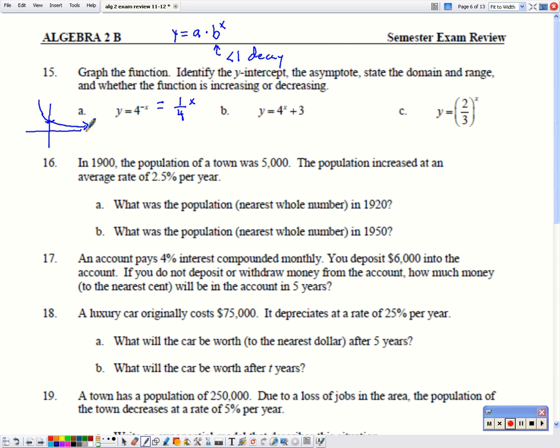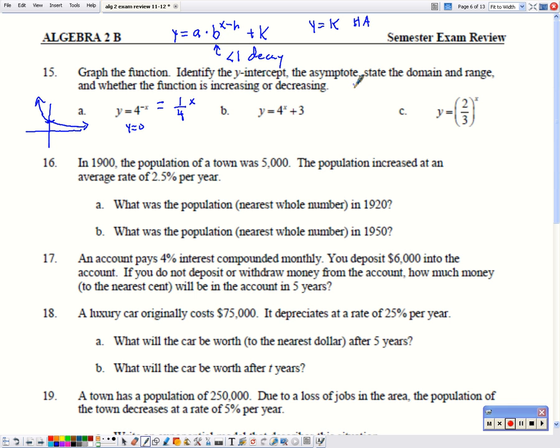I know it has an asymptote at y equals 0 because our general format is going to be a times b raised to x minus h plus k, and y equals k is going to be the asymptote, and that's going to be a horizontal asymptote.